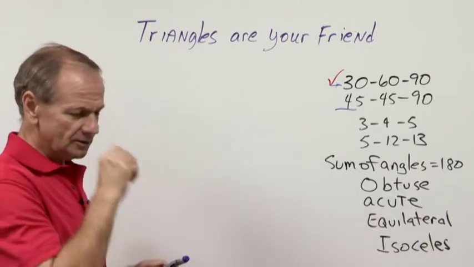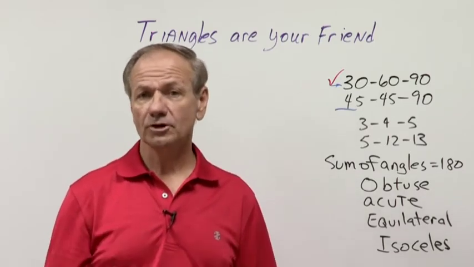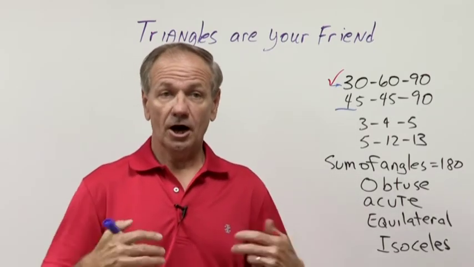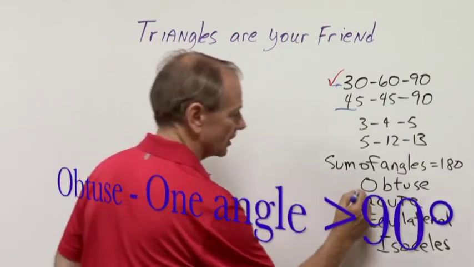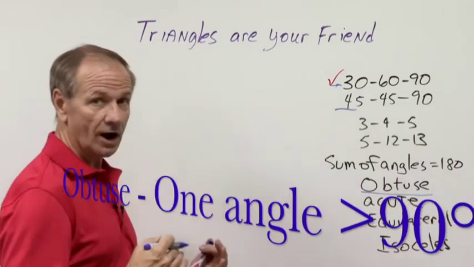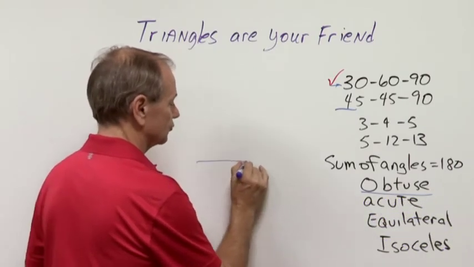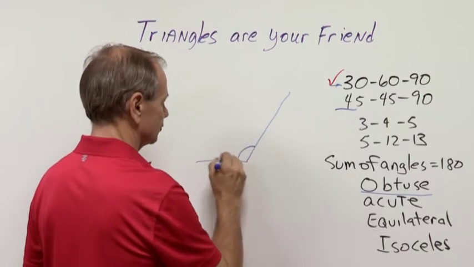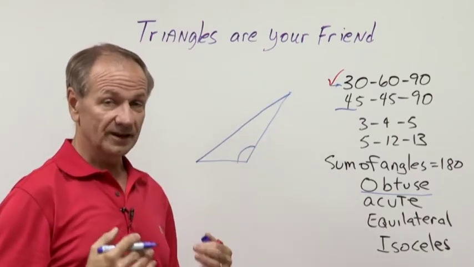So now we have a couple of definitions we want to look at. Obtuse. And the ACT will do this sometimes. They will give you a problem and they won't give you a measure of the angle. But they'll say an obtuse triangle has this. Well, when they tell you it's obtuse, it's not a right triangle, so it does not have a 90-degree angle. Obtuse means that it's going to be something like this. One of the angles is greater than 90 degrees.